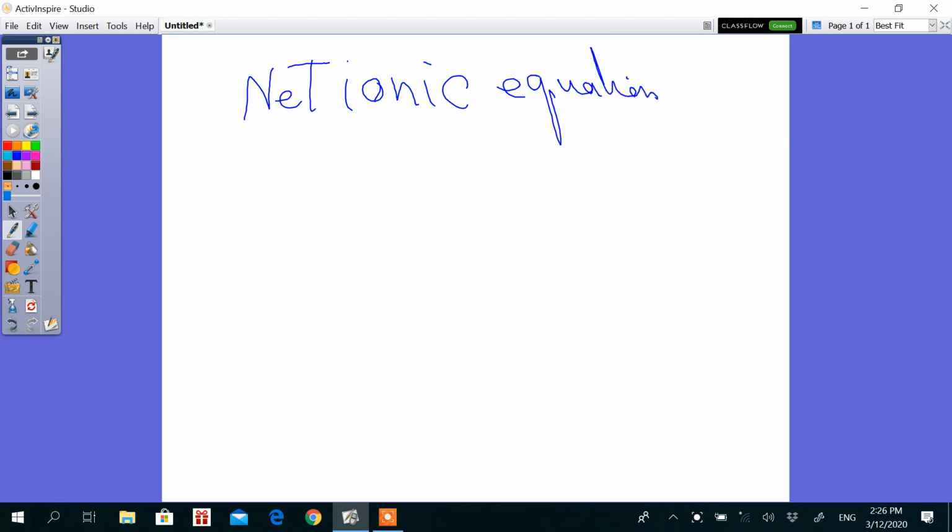Our second concept will be the net ionic equation. And what is the net ionic equation? The net ionic equation includes only those compounds or ions that undergo a chemical change in a reaction in an aqueous solution.